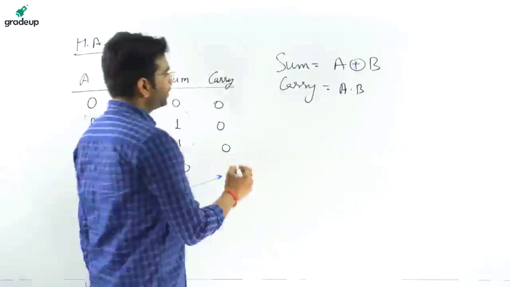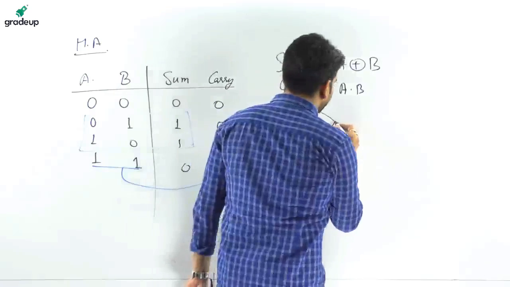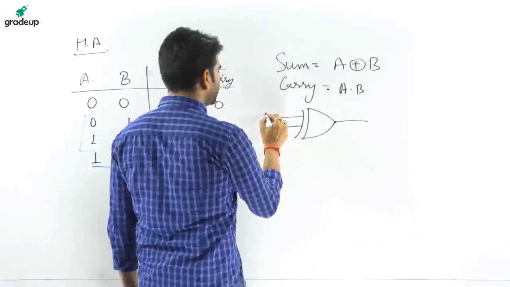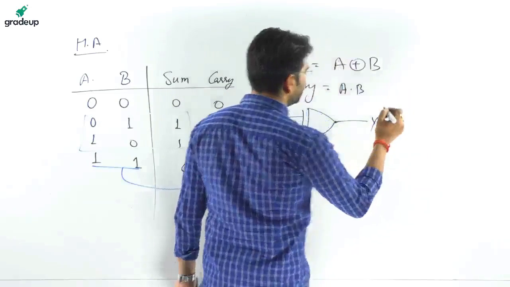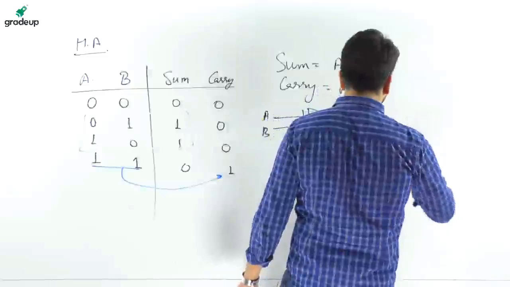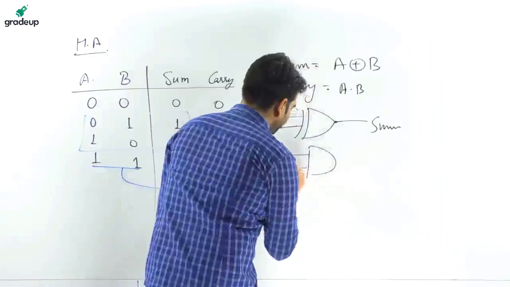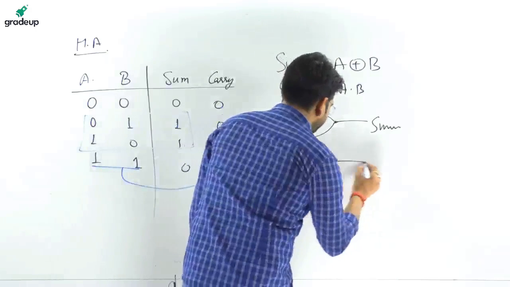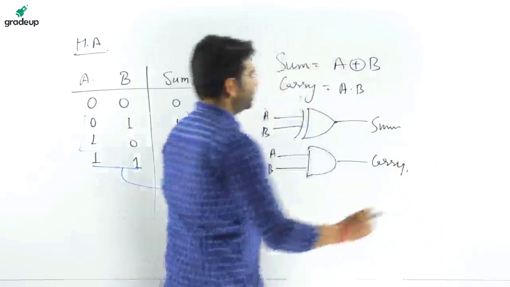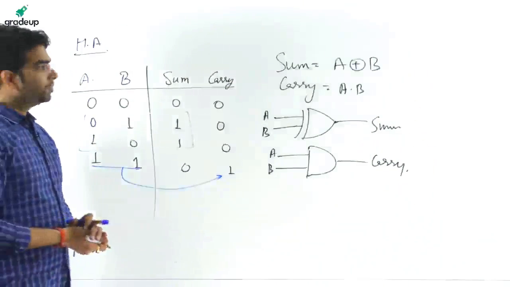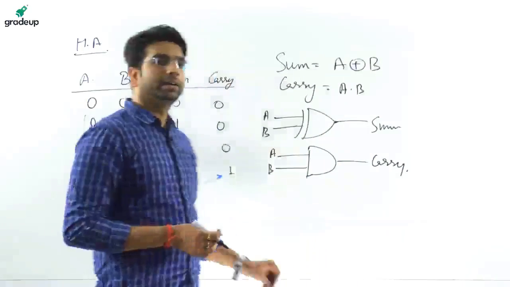It is an XOR gate itself. Okay, A B, there is no NOT here. Take it as sum only. And for carry, AB is the input and we are getting the carry. So it will be like this. AB का XOR करेंगे, sum पाएंगे, और AB का AND करेंगे, then we will get the carry.